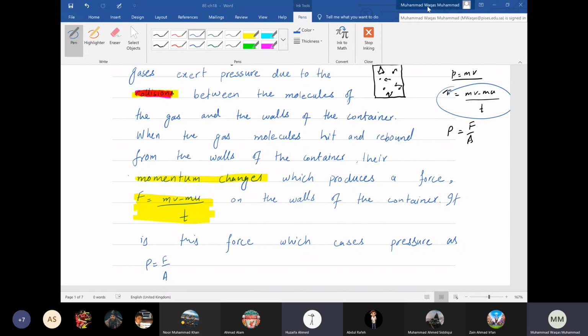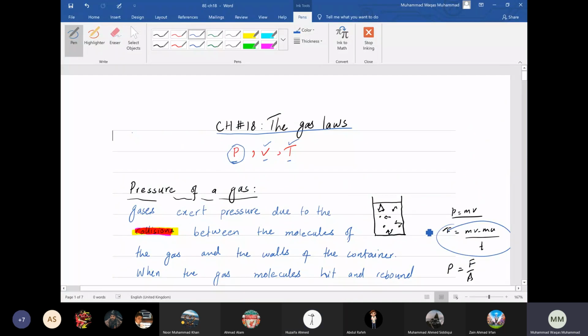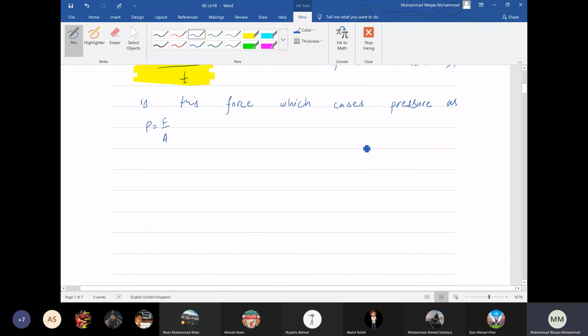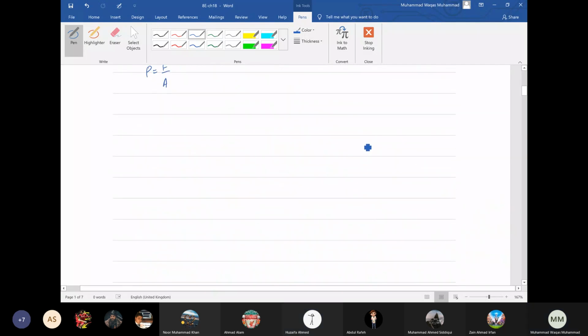No, sir. Okay, so beta, is this third one, pressure of the gas, clear now? Yes, sir. Okay, so now beta, what are we going to do now? Now we are going to do one of the gas laws, which is Boyle's law. We are going to discuss Boyle's law now.